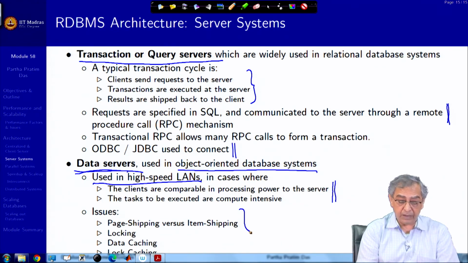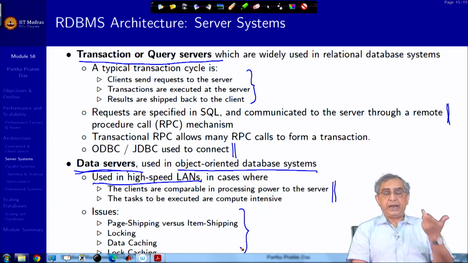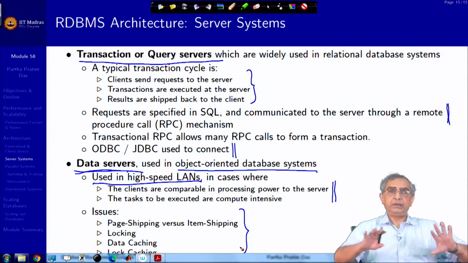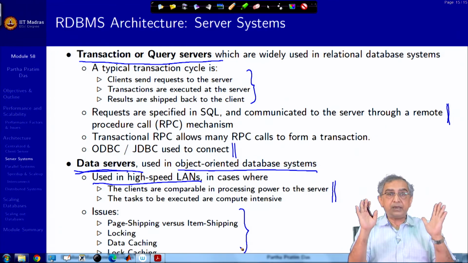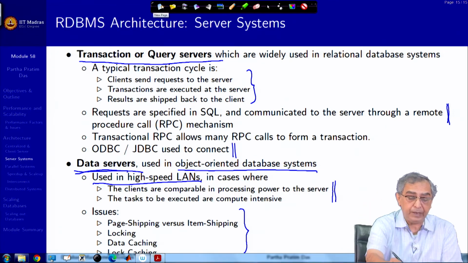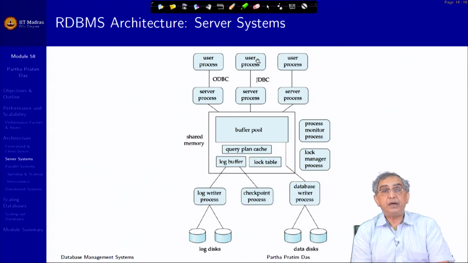There are several issues like page shipping, item shipping, locking, caching of the data, caching of the logs and all that. Those are very detailed architectural and organization issues. We will not go into those, but just understand that these kinds of issues exist. So, given that, a typical server system architecture would look something like this.